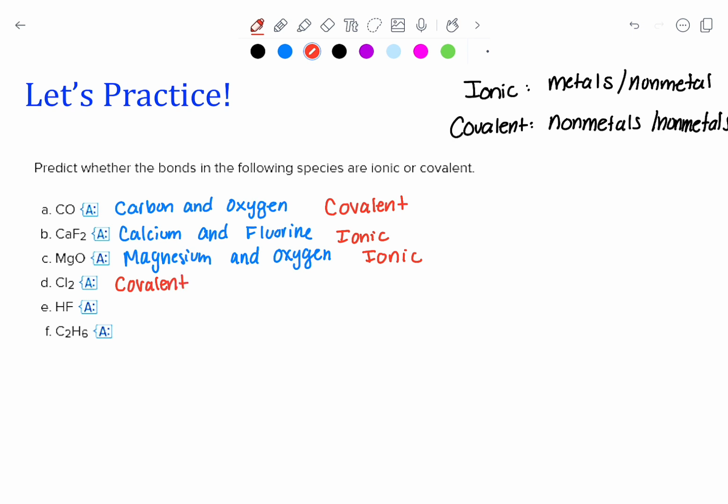Next up, we have HF, hydrogen and fluorine. Hydrogen, while it is found sometimes on the left side of the periodic table, is treated as a nonmetal. It has very similar properties as the halogens. So hydrogen and fluorine are both halogens and both nonmetals, therefore this is a covalent compound.